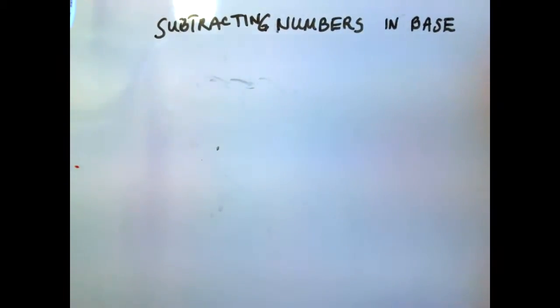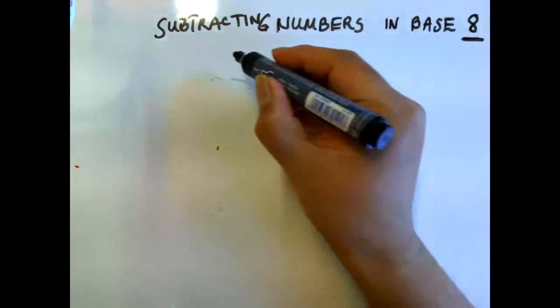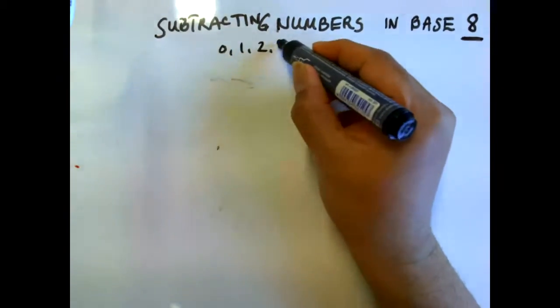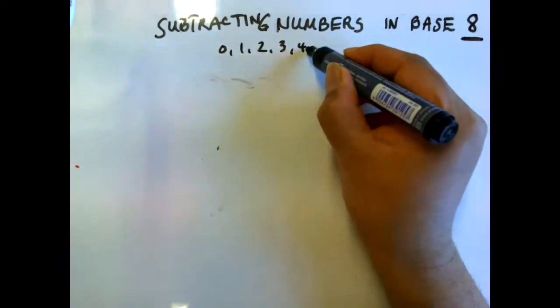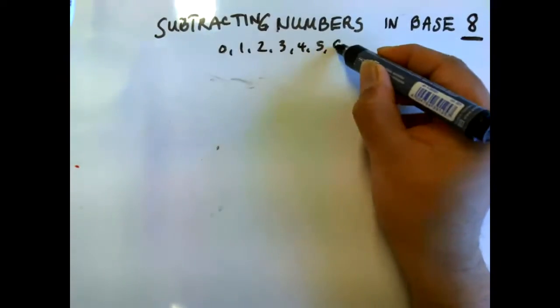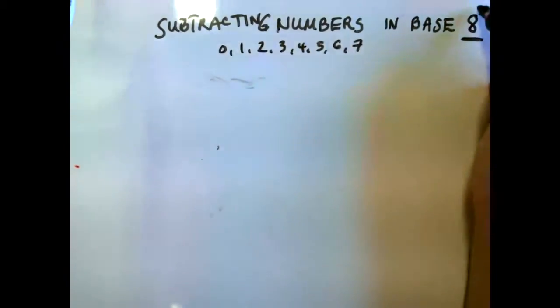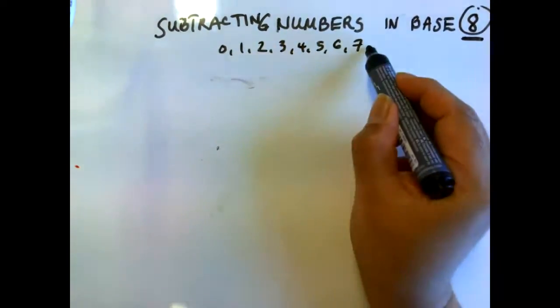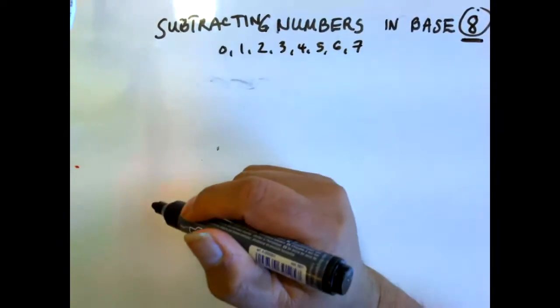Okay, today we're going to talk about subtracting numbers in base 8. So in base 8, as you can see in my previous videos, we're only allowed to use 8 symbols, and none of them looks like that symbol here. Yeah, so we have 8 symbols here: 1 to 7 plus 0 is 8.